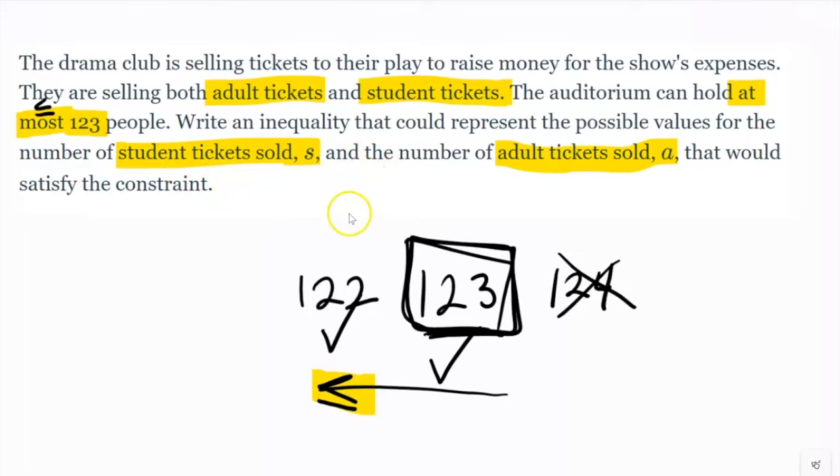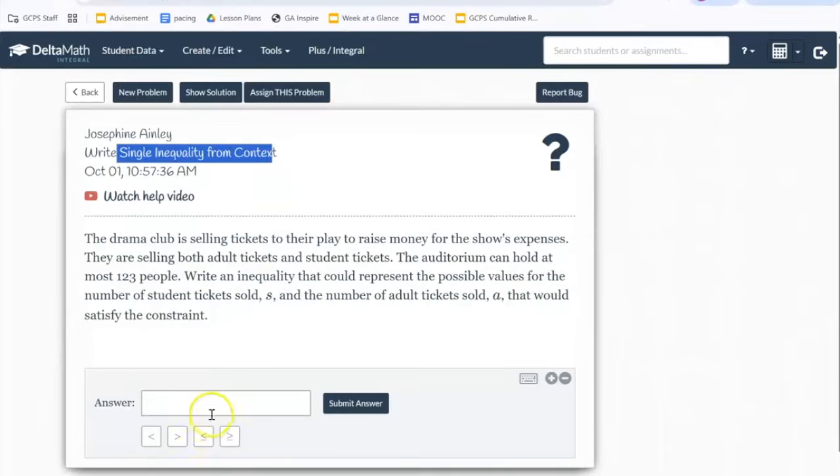So what are they saying? There's an auditorium. It can hold at most 123 people, or 122, or 121, or 120, or any possibility underneath. These are people. What kind of people are there? They are students, which is S, and then there are adults. And together, S plus A has to be at most 123 people. And that's how you write a single constraint. So S plus A is less than or equal to 123 people.